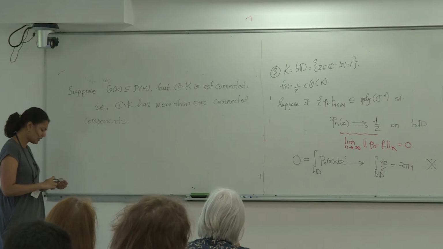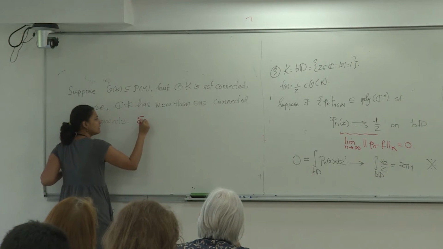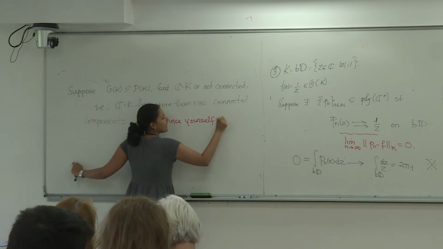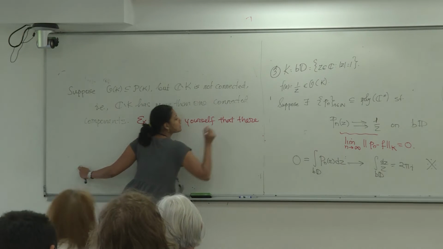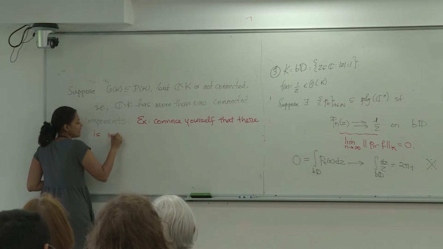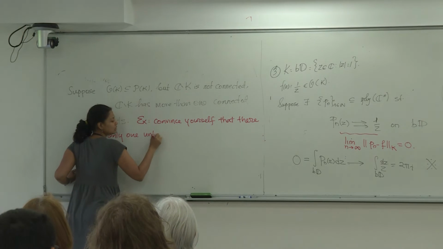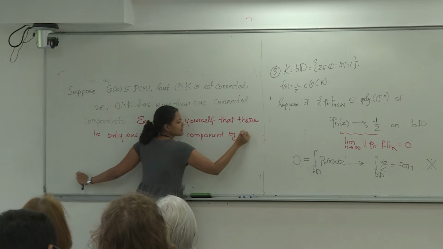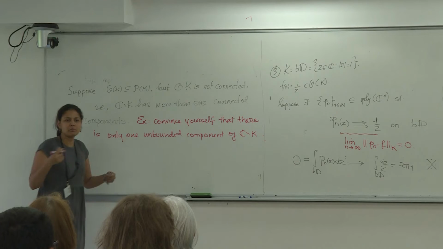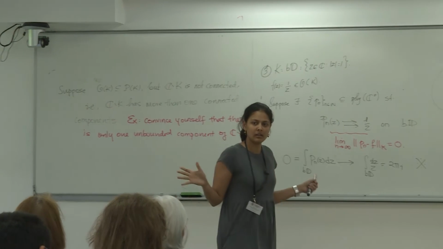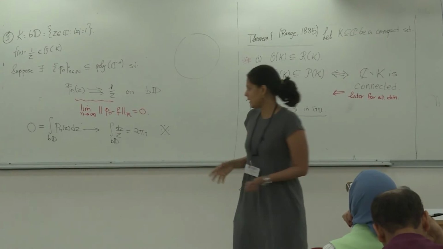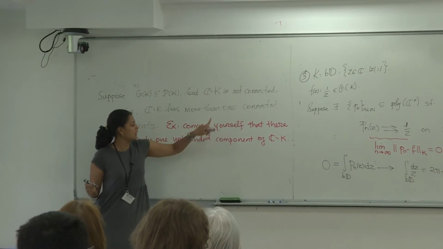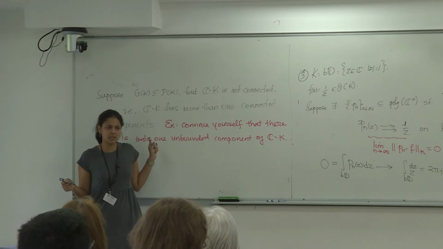So your exercise is a little bit of topology over here. Convince yourself that there is only one unbounded component of C minus K. Okay, what do I mean by unbounded component? That it's not contained in any ball, as large as you want. So if we have assumed that there's more than one component and only one component can be unbounded, that means there must be a bounded component.